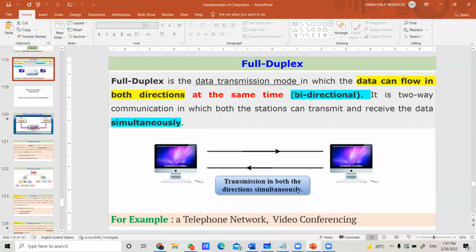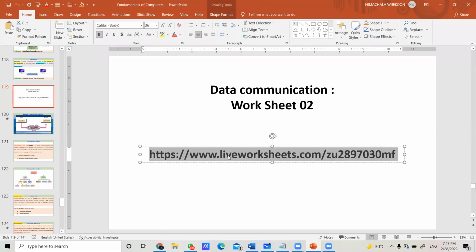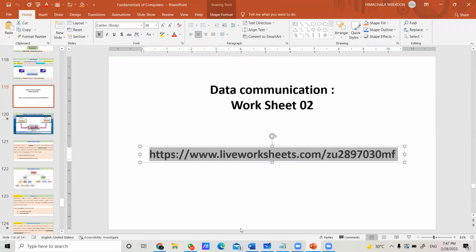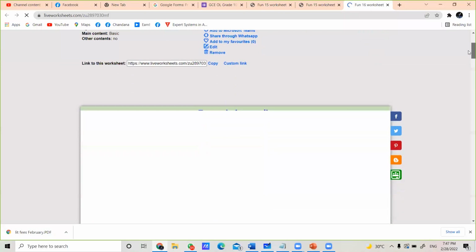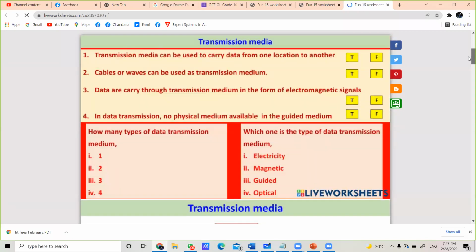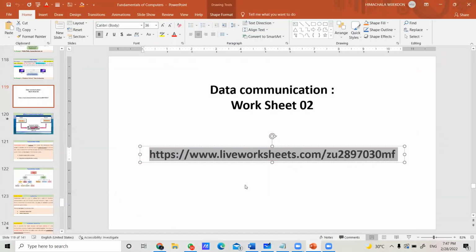After the transmission mode, our activity sheet should be changed. Therefore, I am giving the new link. Right. Go to the chat box. Now click on the link which I have given now. Once you click there, you will open the new worksheet here. Then I will give time to do these activities. Before that, we should discuss.